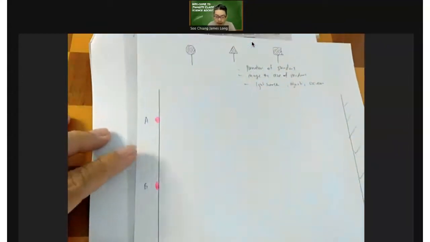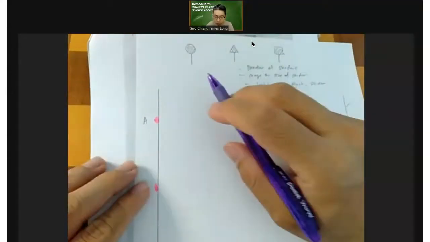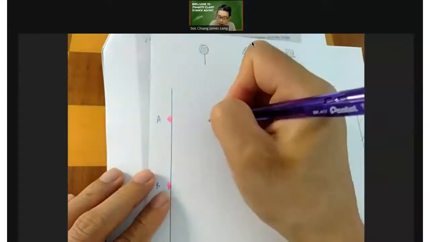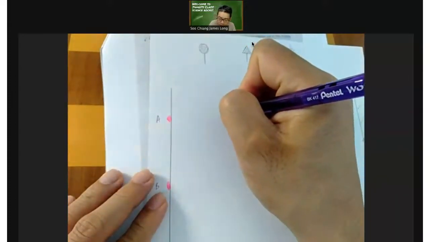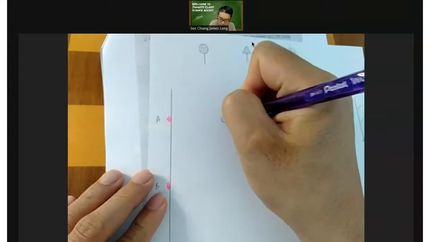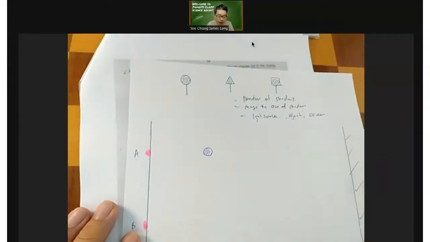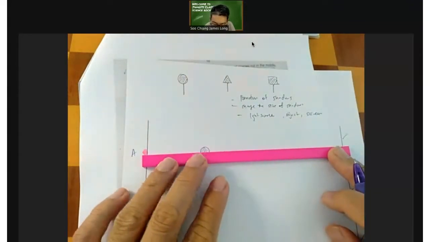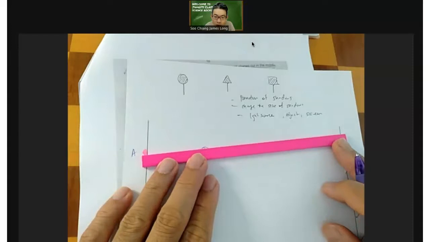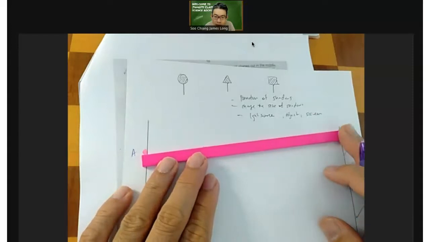Alright, let's try the circular popsicle first. Let me just place this object maybe here. Okay, let's see what is the size of the shadow that will be formed. So how do I do it? So I'll start off from a point of light at A.